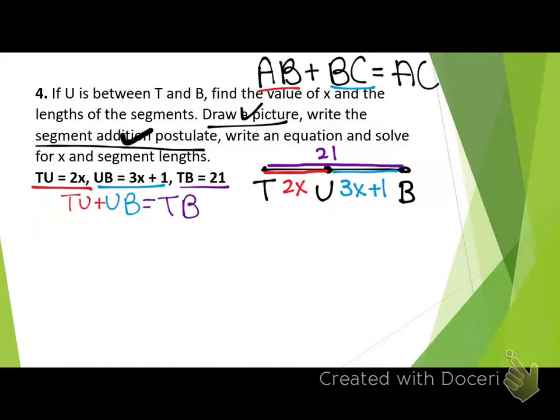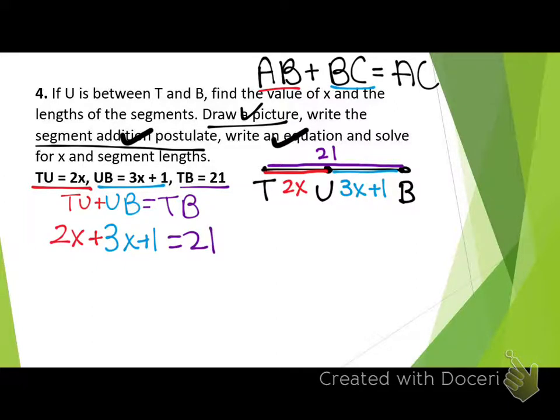All right, so we did that. Now we're going to write an equation. Done. And now we're going to solve, right? So what is the length of TU? 2x. And then the length of UB? 3x plus 1. And then the length of TB? 21.